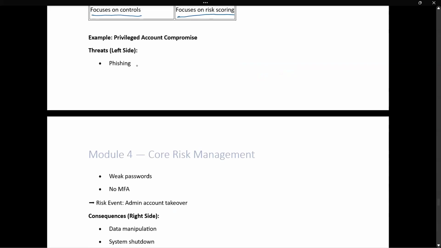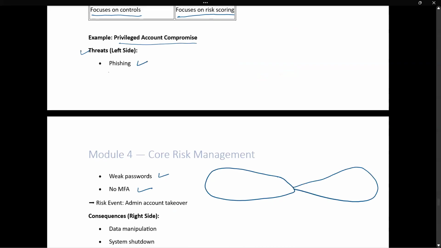Let's take an example. There is a privileged account compromised. Now we will map it like this. On the left side, threats. So what could be the mapping here? Phishing, weak passwords, no MFA. These would be coming here like this: phishing, weak password, no MFA, like this.